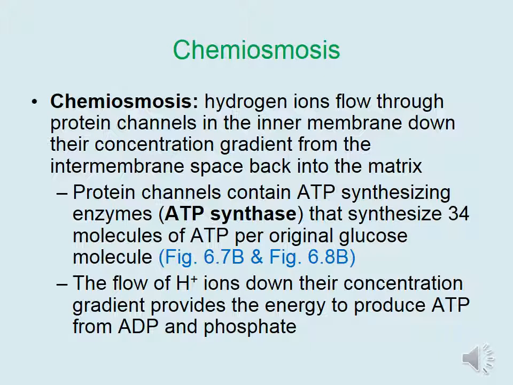Recall that glycolysis only produced 2 ATP molecules, and the Krebs cycle only produced 2 ATP molecules as well. So before chemiosmosis, only 4 molecules are produced. So by far, chemiosmosis generates the most ATP molecules during cellular respiration. It's the flow of these hydrogen ions down their concentration gradient that provides the energy to produce ATP from ADP and phosphate.